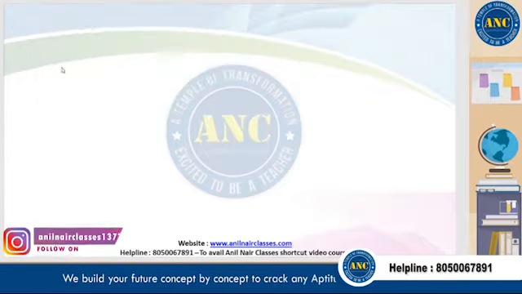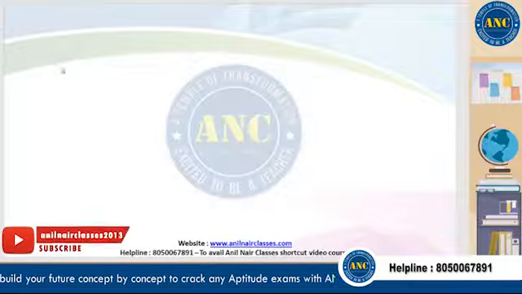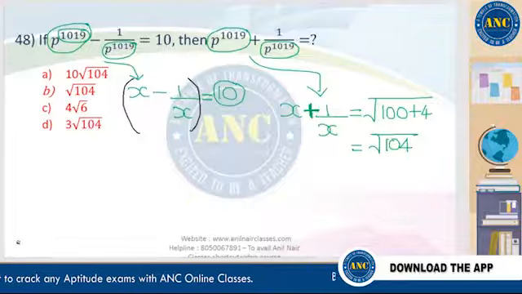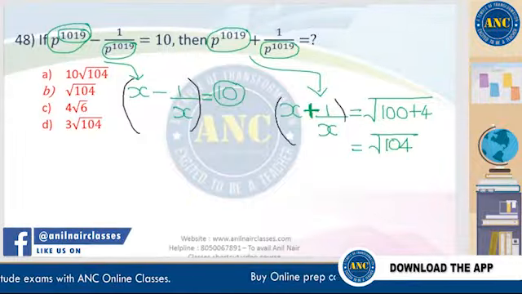Now if you observe carefully, question number 48 is nothing but directly they are asking x minus 1 by x, given x plus 1 by x is how much.